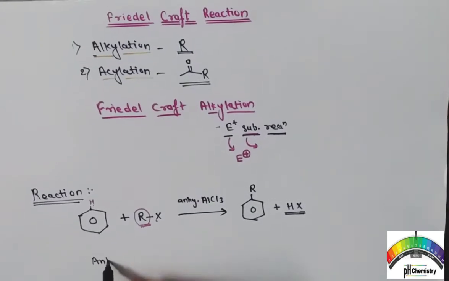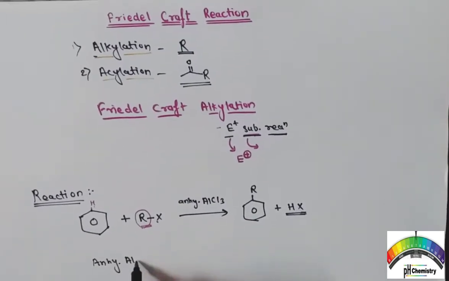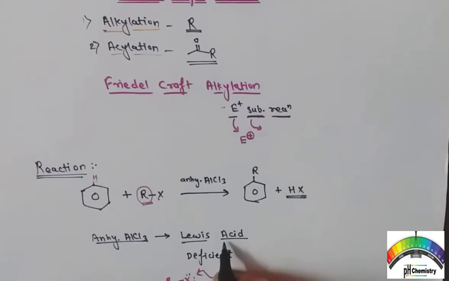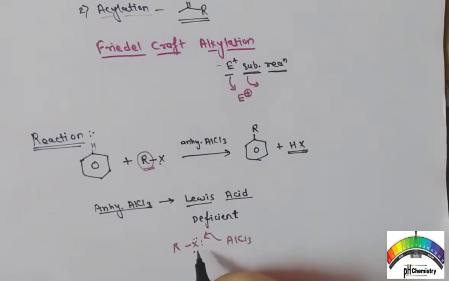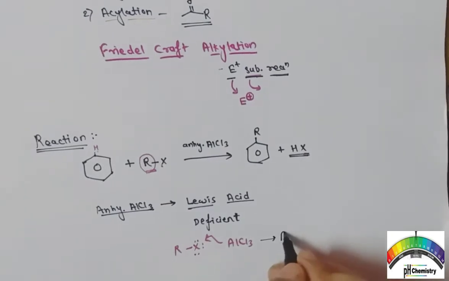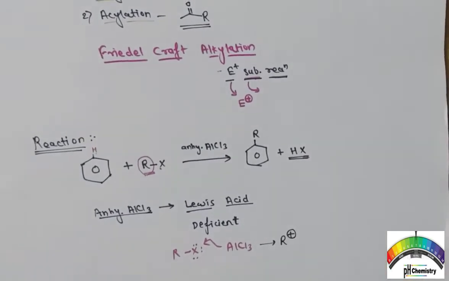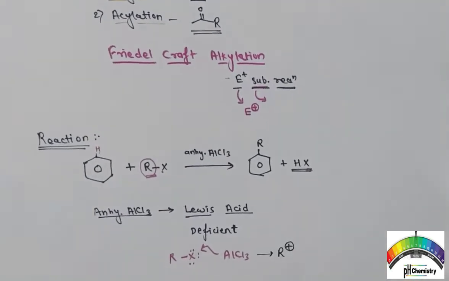Why is anhydrous AlCl3 used? The anhydrous AlCl3 is a Lewis acid. It is very electron deficient, so it takes the electrons from the halide and forms the electrophile. So we'll see in the mechanism what is going to happen.